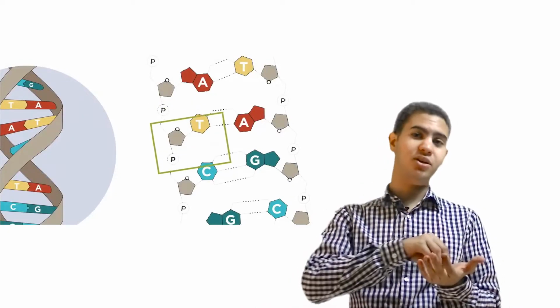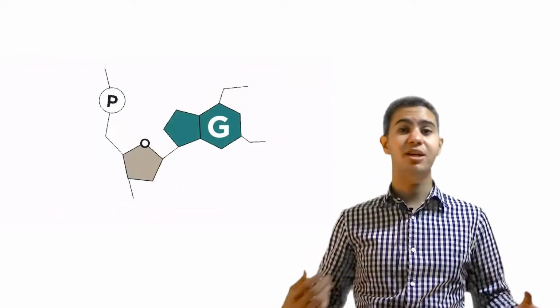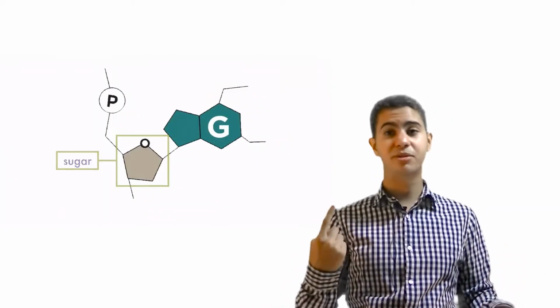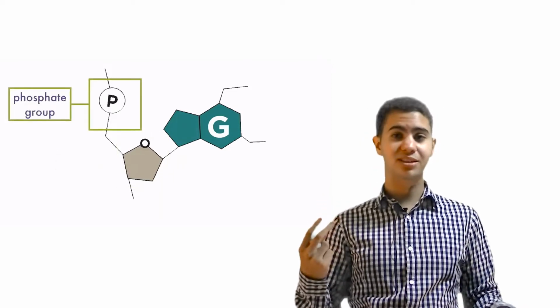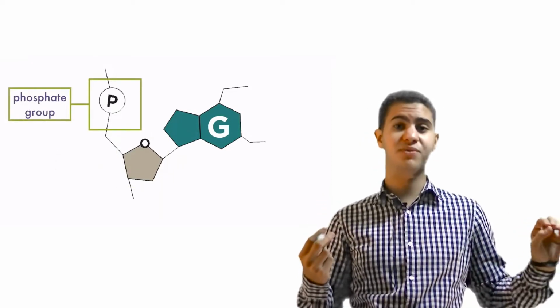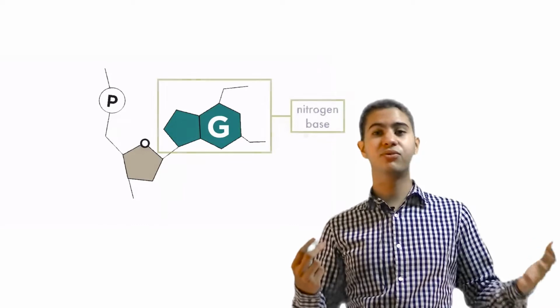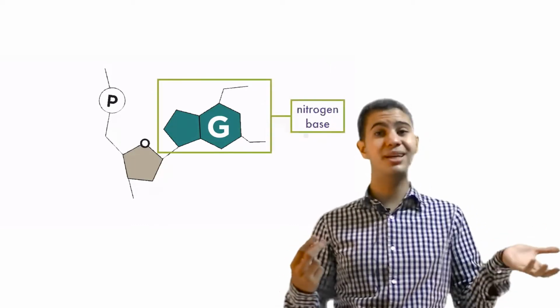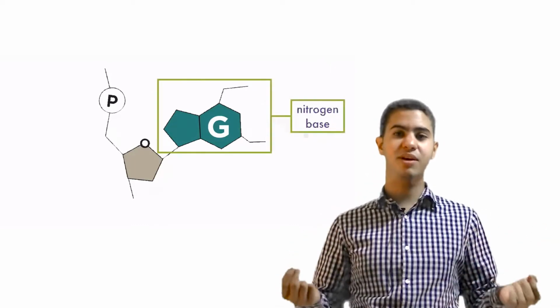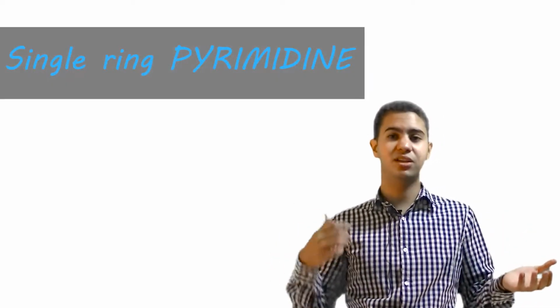DNA is made up of nucleotides, arranged on top of each other like Legos. A nucleotide is made up of 3 parts: a 5-carbon sugar, a phosphate group connected with a covalent bond to the sugar's 5th carbon atom, and one of the 4 possible nitrogen-containing bases connected with a covalent bond to the sugar's 1st carbon atom. The nitrogen base could be either a single-ring pyrimidine, either a thymine or cytosine, or one of the double-ring purines, adenine or guanine.